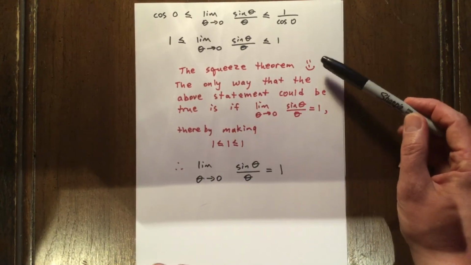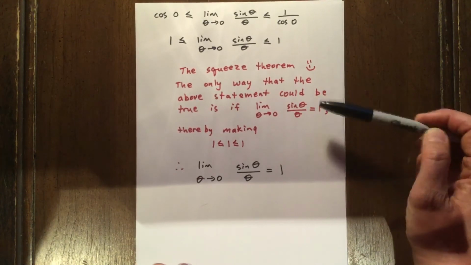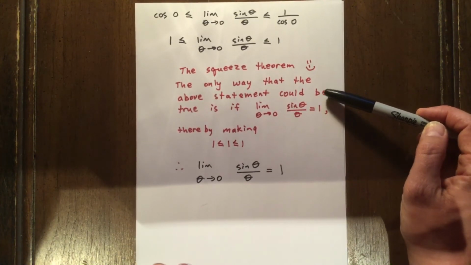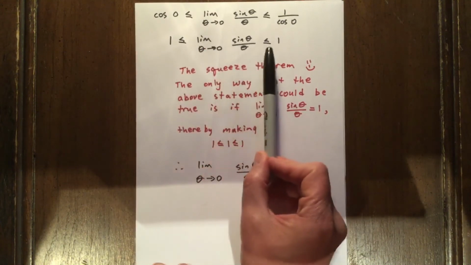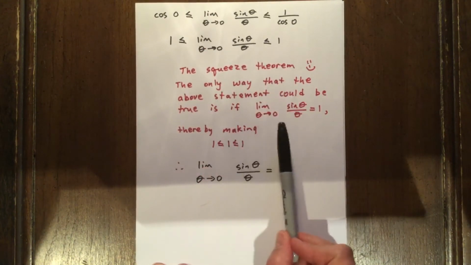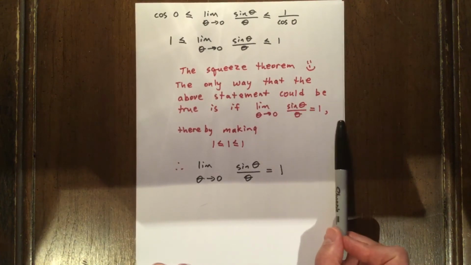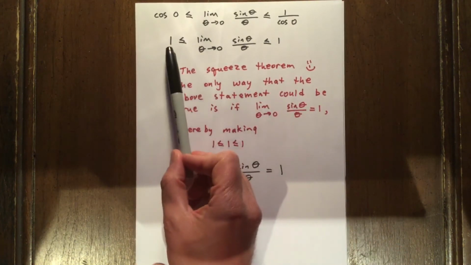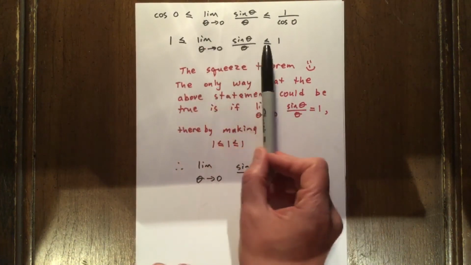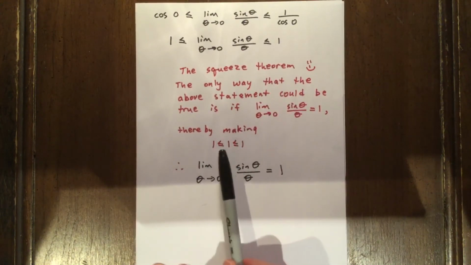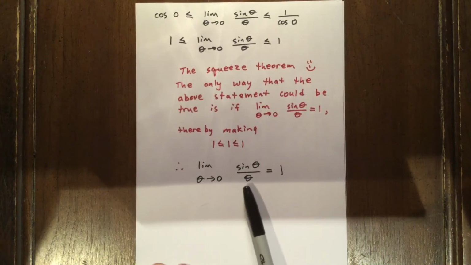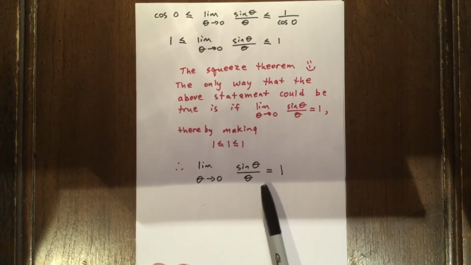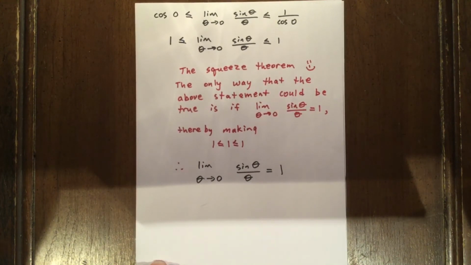And this is called the squeeze theorem. It's pretty cool. The only way that the above statement could be true, that 1 is less than or equal to some quantity which is less than or equal to 1, is if that quantity itself equals 1, thereby making the statement 1 less than or equal to 1 less than or equal to 1. That's the only way it could happen. Therefore, this middle quantity, the limit as theta goes to 0 of sine theta over theta, must be equal to 1. Okay, all of that was an aside.